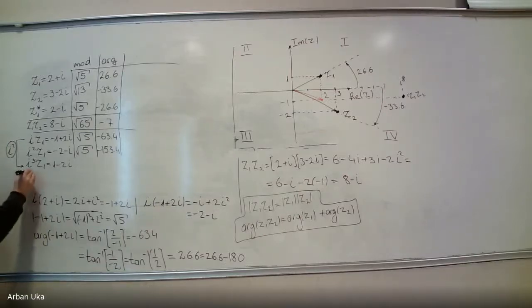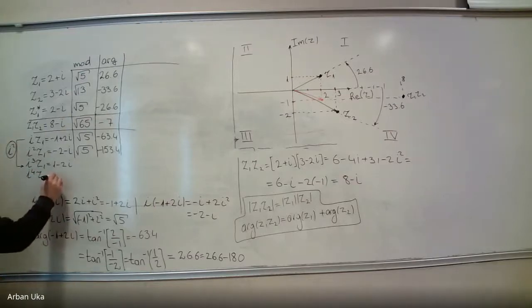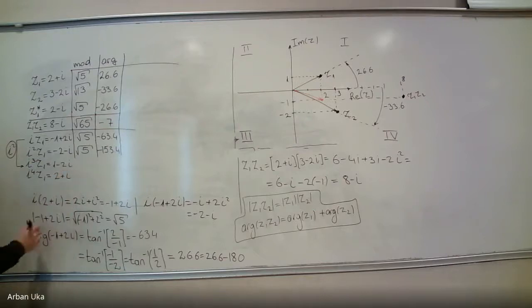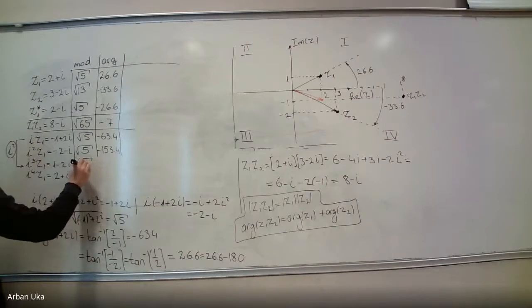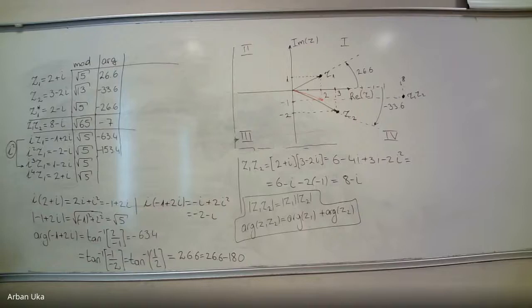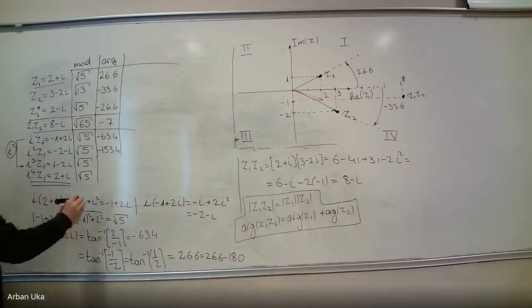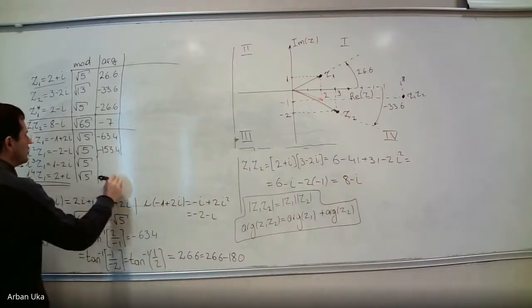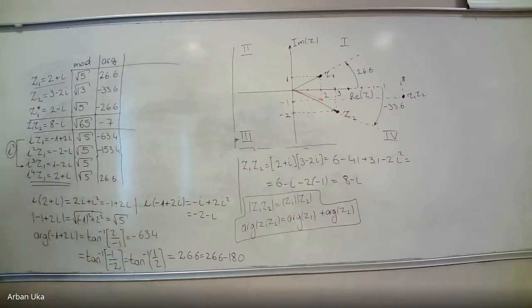Now, let's try to find what is i to the power 4 times z1. This would be equal to 2 plus i, multiplied by minus 1. And most probably, you can confirm that these moduli will all be square root of 5. And we know also that i to the power 4 times z1 is equal to z1, right? Because this z1 here is the same as this one in here. So then this angle is going to be also 26.6.